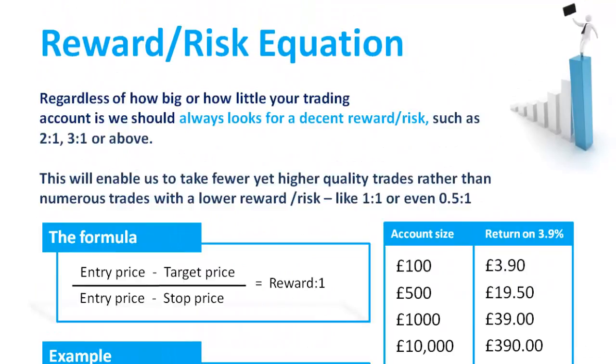So, if we've got a reward risk criteria, the minimum of a 3-to-1, it also puts us under less pressure to take trades just for the sake of hitting an arbitrary monthly target.